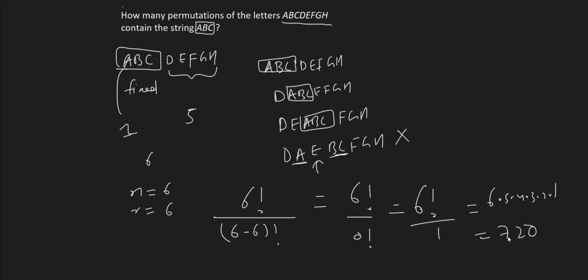So these many permutations of the letters A, B, C, D, E, F, G, H contain the string ABC. These were some of the problems related to permutation. In next videos I will be discussing the concept of combination and how combinations are different than permutation.